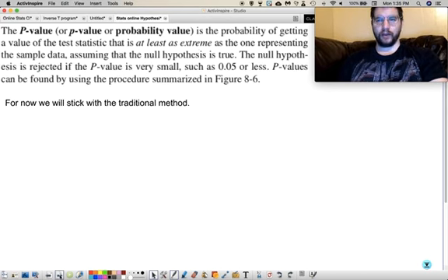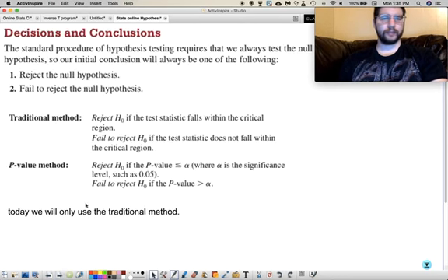Now, there is a p-value test. It's slightly different than the hypothesis testing. Some people like doing it better. It's just a different process. It doesn't matter really to me which one you do. I think you will have to do both on your final. So we're going to talk about p-value next time. For now, in this video, we're sticking with the traditional method, looking at the critical values and the test statistics.